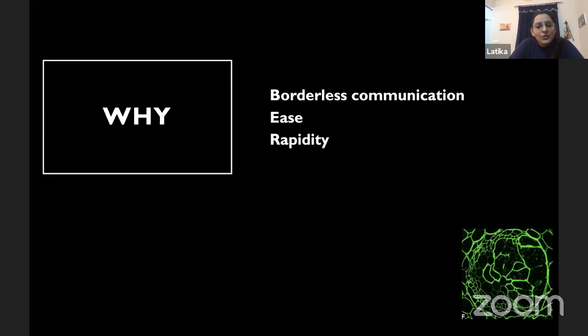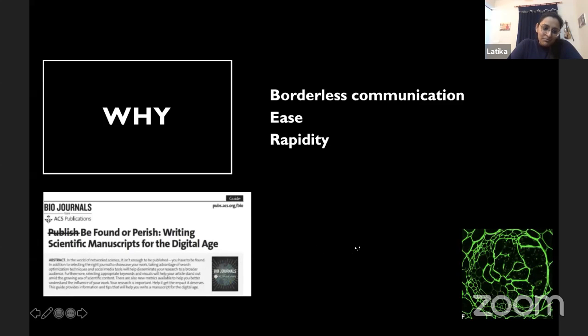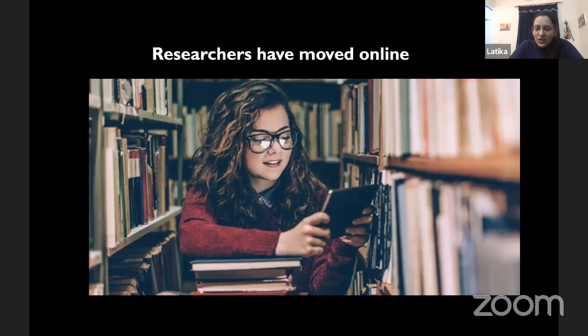You can be sitting in the comfort of your homes or in the office or taking a break between different meetings, and you quickly tweet about something, and at the same time you're connecting with researchers across the world. Also, it is rapid and efficient, so that adds a special flavor. And needless to say, this old mantra of publish or perish may very soon be replaced by be found or perish in this digital age. So everything is pretty much moved online. Researchers have moved online. Libraries are now more of digital libraries. I'd say lives are being lived online too.